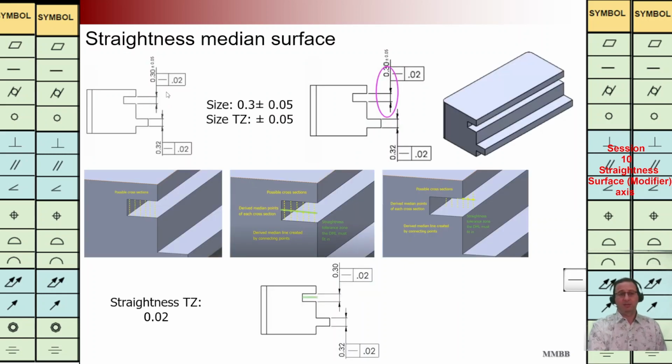Let's see this example. This straightness symbol is connected to the dimension. It means we are going to talk about the midline between these two lines for different cross sections. Here, for example, for this cross section, we are going to measure the midline, and this midline can vary based on the straightness in this tolerance zone, 0.02. For another cross section, again we measure where the midline is, and that midline should vary in the mentioned tolerance zone for the straightness.